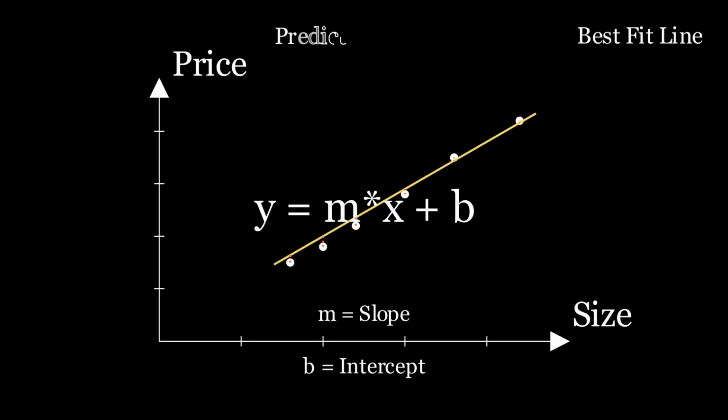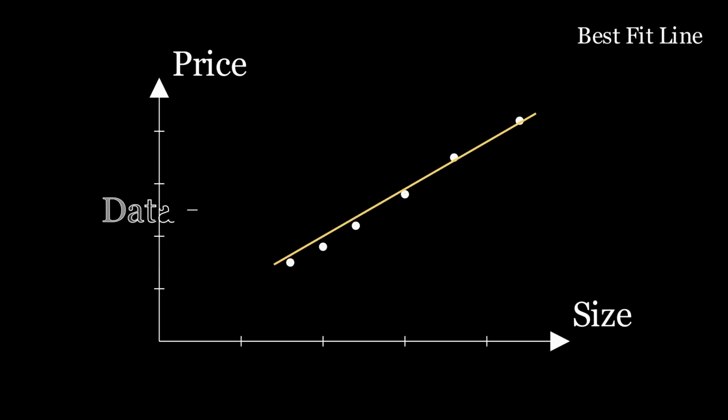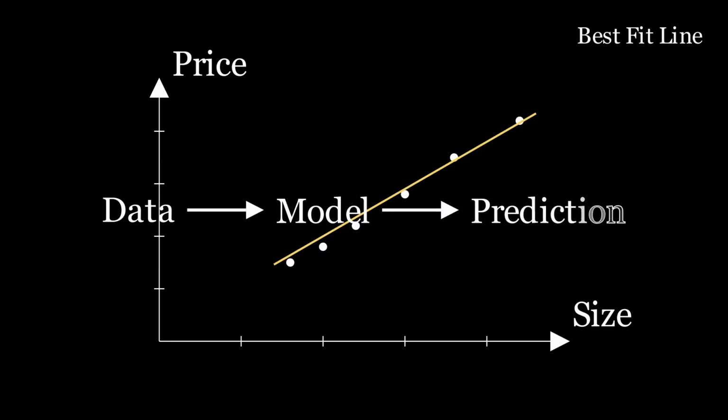For example, if a house has a size of 1,500 square feet, the model can estimate its price using the learned relationship. However, predictions are not always perfect. Some points lie above the line while others lie below it. The difference between the actual value and the predicted value is called the prediction error, or residual. A good linear regression model tries to minimize these errors and make predictions as accurate as possible.